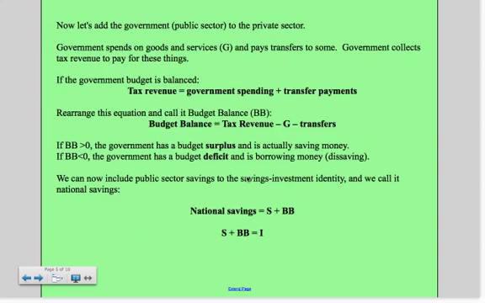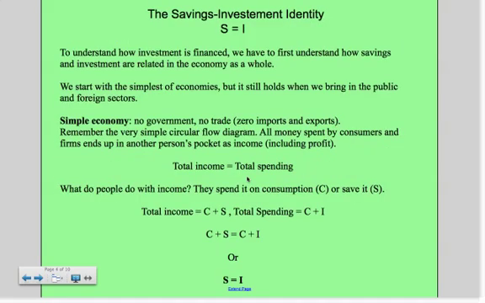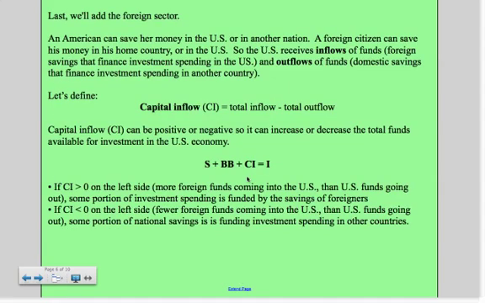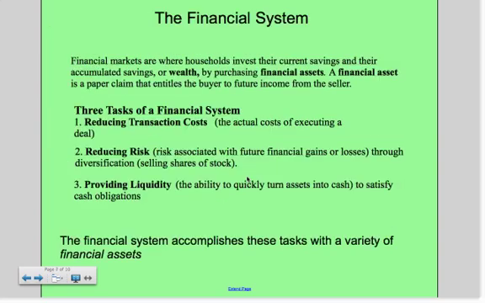So take a minute to get through these three slides again. You can always just play it back and take a look. We'll also go over them again tomorrow to make sure you understand that basic identity. Let's talk now about the financial system itself.